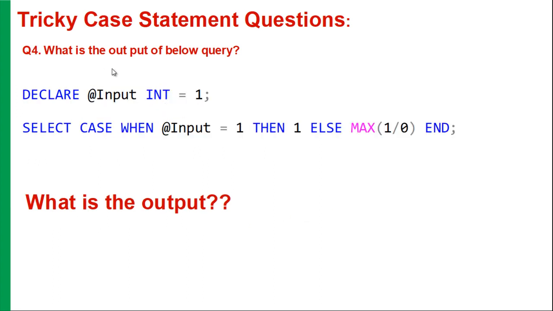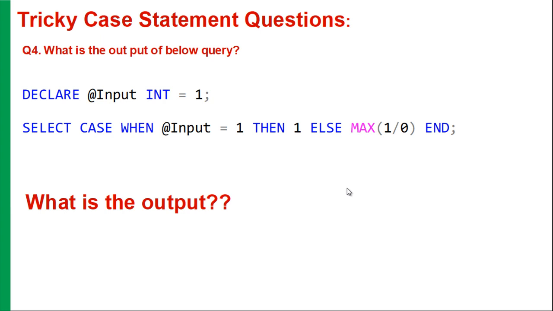And the fourth question is what is the output of below query? Here we are assigning the value 1 to this variable and we are running a select statement. Select case when this variable is equal to 1, then print 1, else max of 1 by 0, and ending the case statement. So what is the output of this particular query?